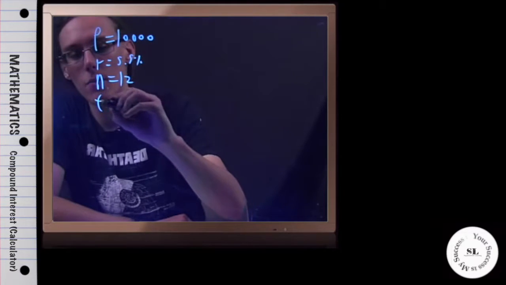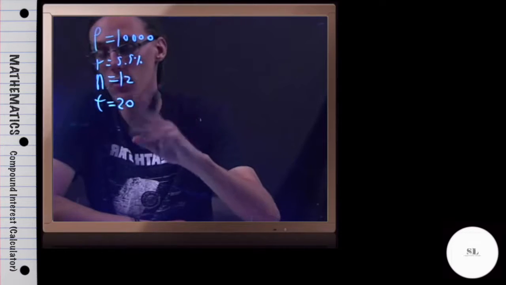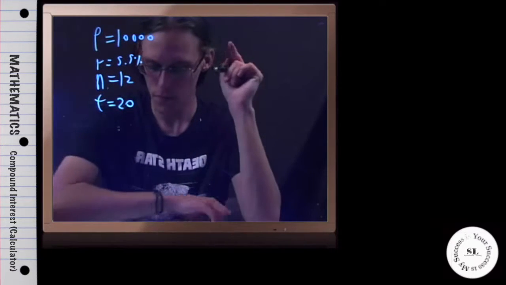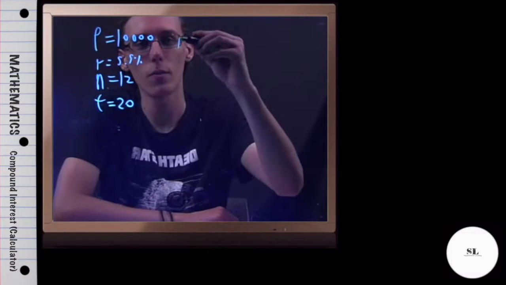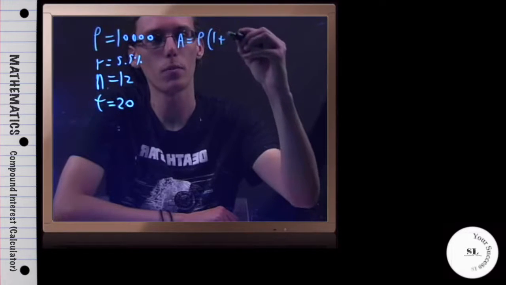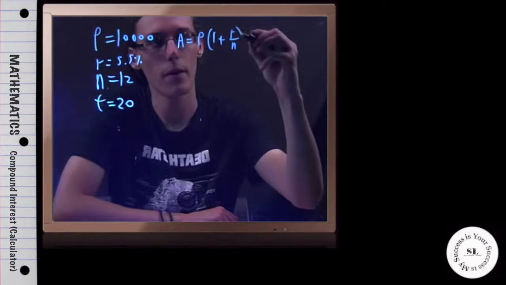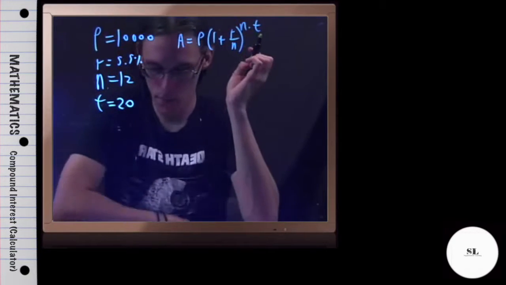So the amount of time is 20. Now remember, with this formula, everything has to be in terms of years, which it is, so we're good there. And the amount here, whenever we have compound interest, our formula is going to look like this. The amount equals the principal times 1 plus the rate divided by the number of compounds, raised to the number of compounds times time. Okay?